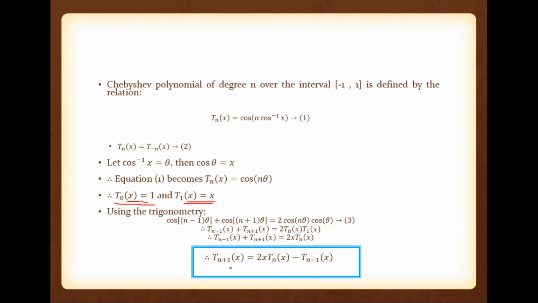Tn plus 1 of x is equal to 2x Tn of x minus Tn minus 1 of x. Is it okay? So through recurrence, we can find the remaining terms, so that we are going to do. For that purpose, please remember what is Tn plus 1 of x.